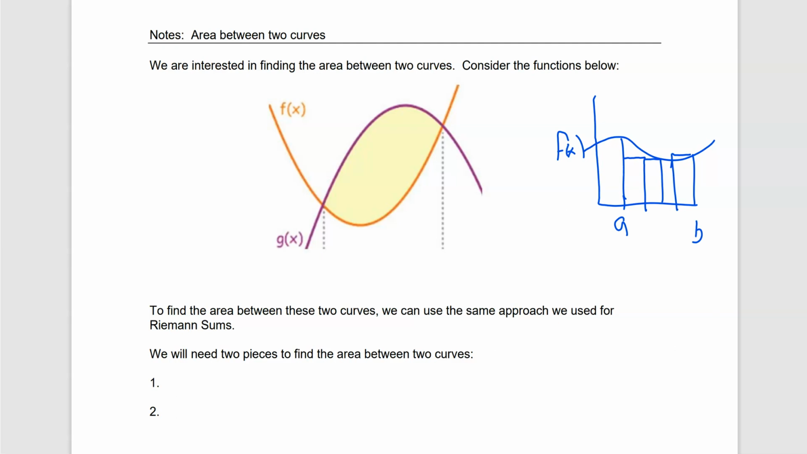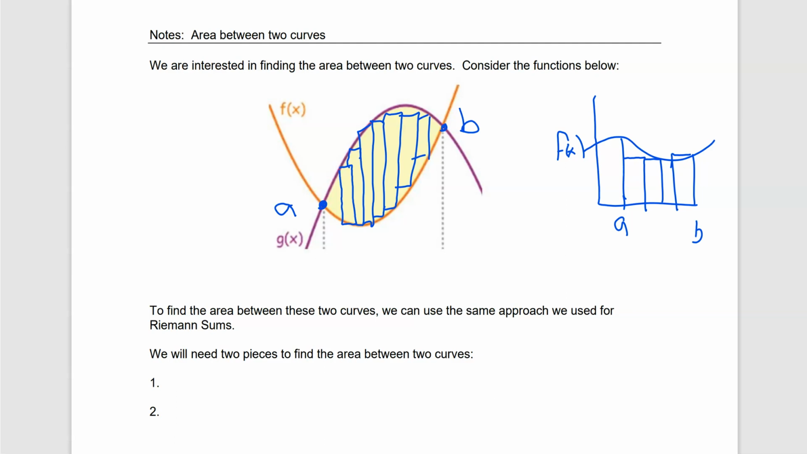I want to think again about doing rectangles, okay? We're not going to do them. I just want to think conceptually about it. If you notice, for all these rectangles, the top of the rectangle hits function f, and the bottom of the rectangle hits function g. We're also going to go between two values from A to B.